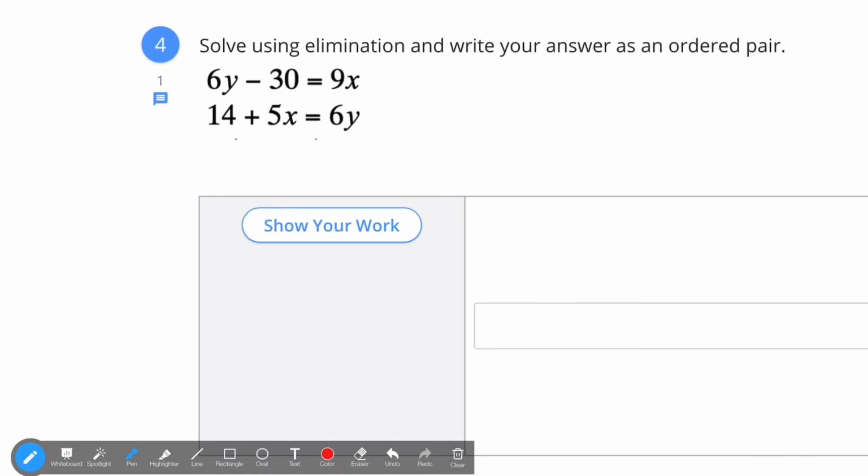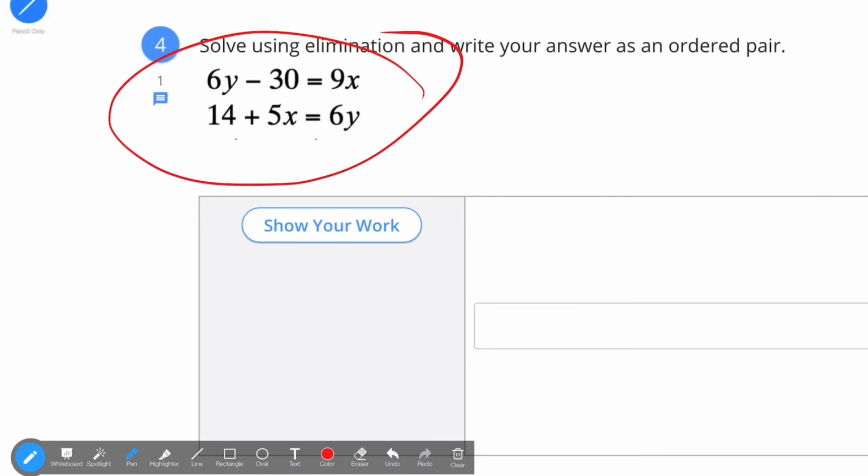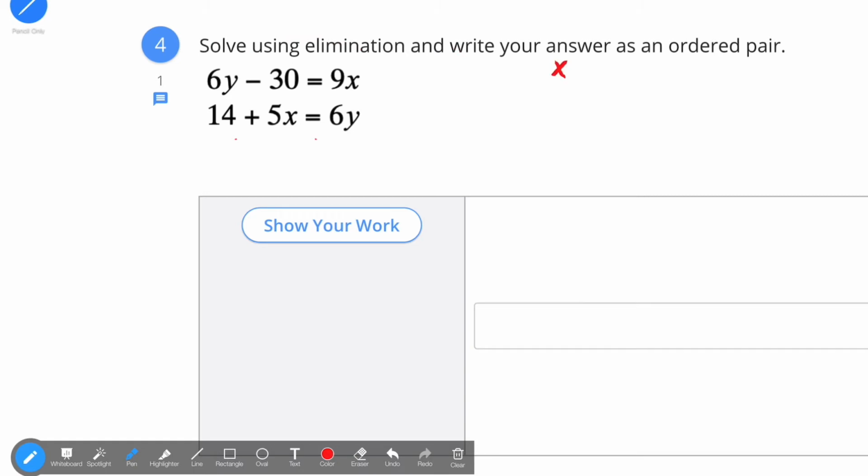In order to do elimination, you must line up everything. Your x, your y, and your constant. Number 4, we don't have that. So the first thing you need to do is line up everything, okay? So you want your ax plus by equals c.